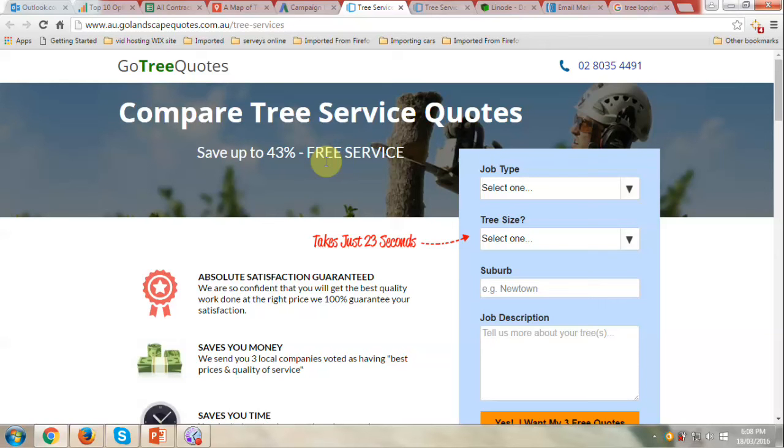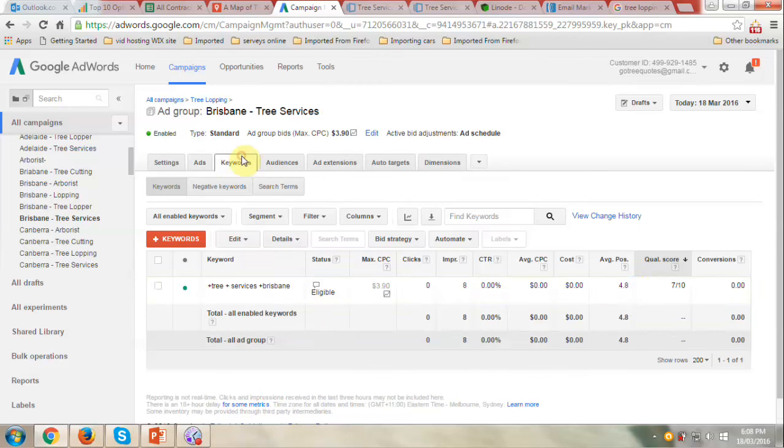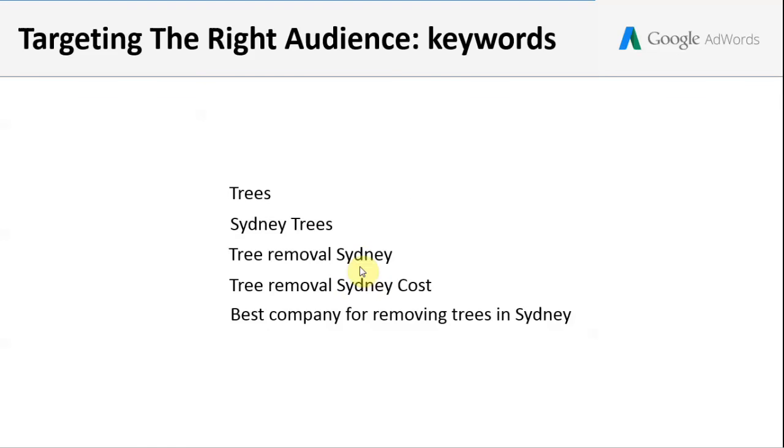It's all very simple, and I'm going to show you how you can do that. But that's going to be later on in the series. Let's stick to Google AdWords. So specificity is the key to getting a high quality score. Having a high quality score means that you spend less and get higher. Okay, very important. Next up, we're going to be looking at targeting the right audience with keywords and negative keywords.